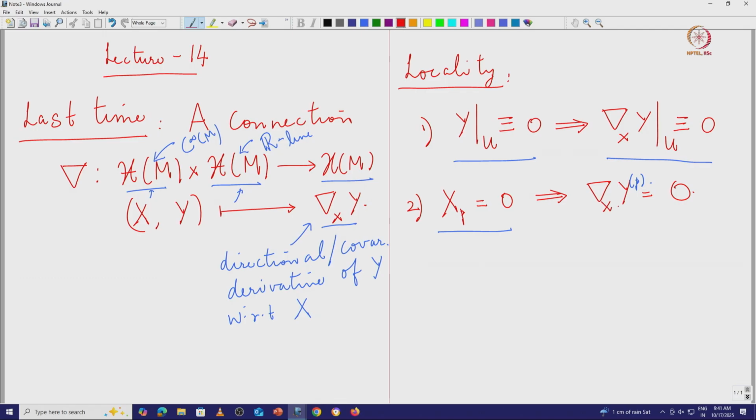So the second property implies that one can safely talk about the directional derivative of Y with respect to a single vector X_p. So in this lecture I want to refine the first property, but before we can do that we need to understand how to write down our connection in local coordinates.